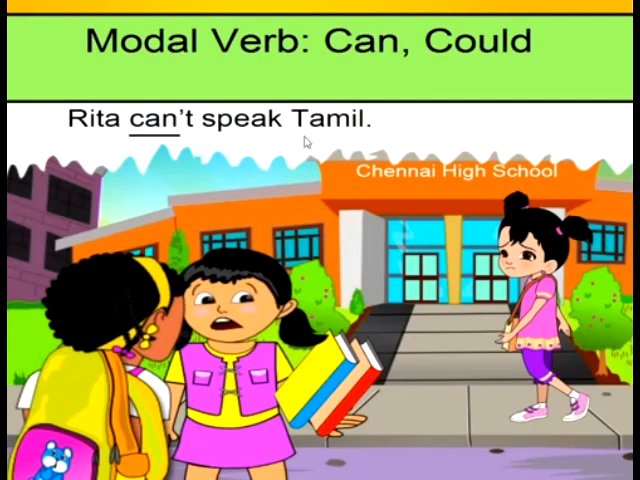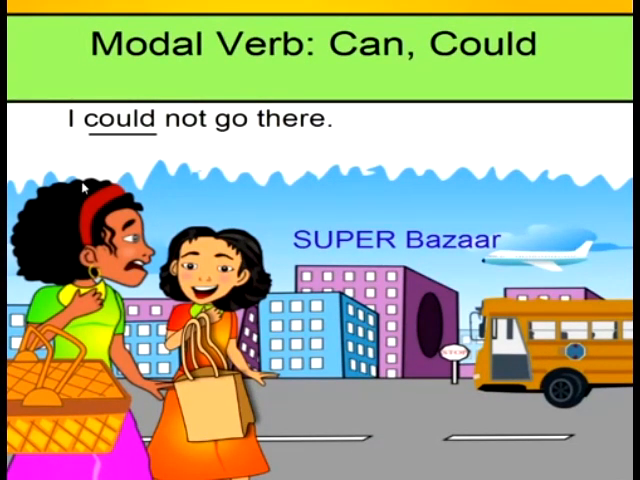Rita can't speak Tamil. Here can't shows the lack of ability. It shows that she can't speak Tamil. I could not go there. Here again could not shows the lack of ability.